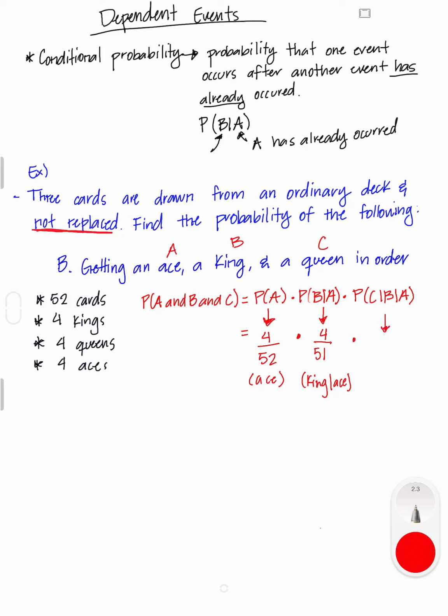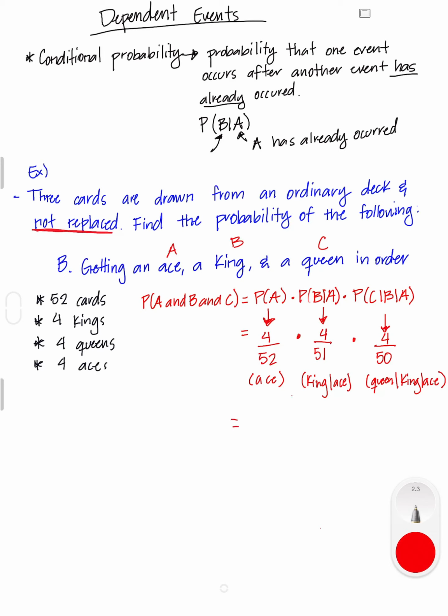Times, and then the probability of selecting a queen, we still have 4 queens in the cards, right? However, we don't have 52 or 51 anymore. Now we have 50 because we had already selected an ace and a king. So that means that we had already selected 2 cards prior to selecting the queen. So this is the queen when we had selected the king and the ace.